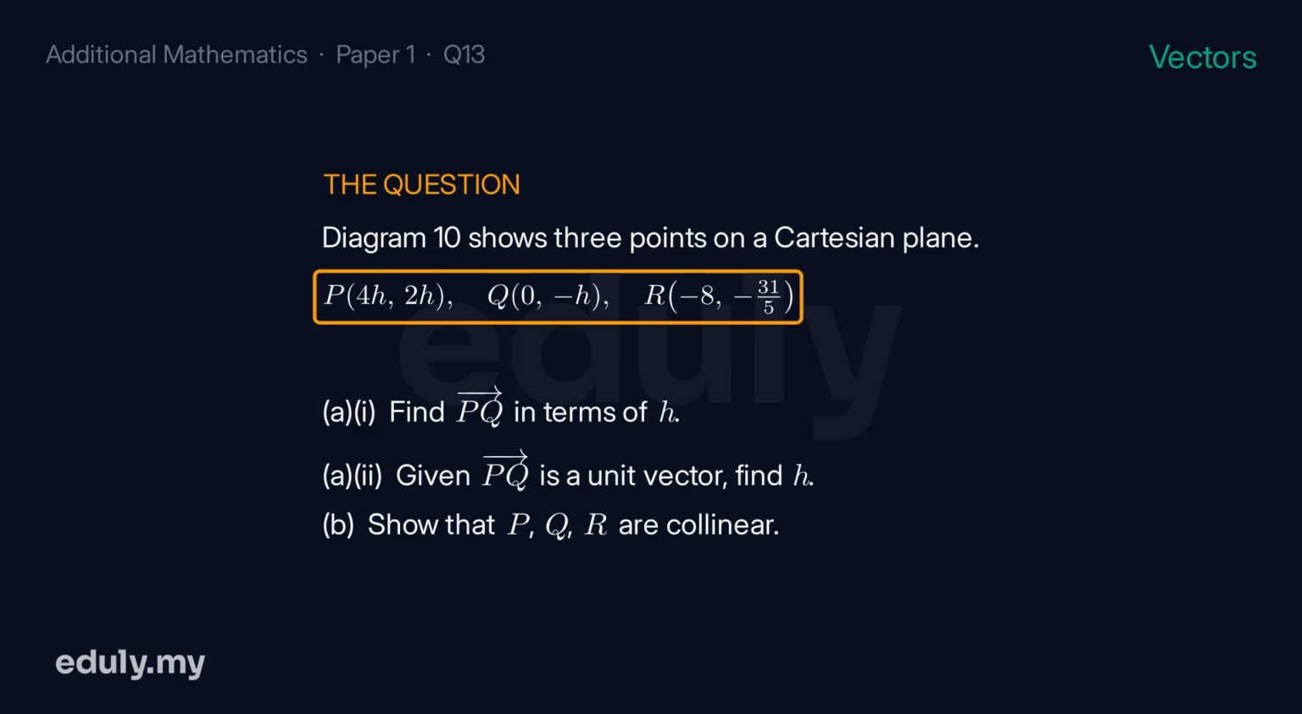Here's what we're given. The 3 points P, Q, and R, each with H hidden in its coordinates. And the goal, find the vector PQ. Find the value of H that makes it a unit vector. Then show P, Q, and R all lie on one straight line.